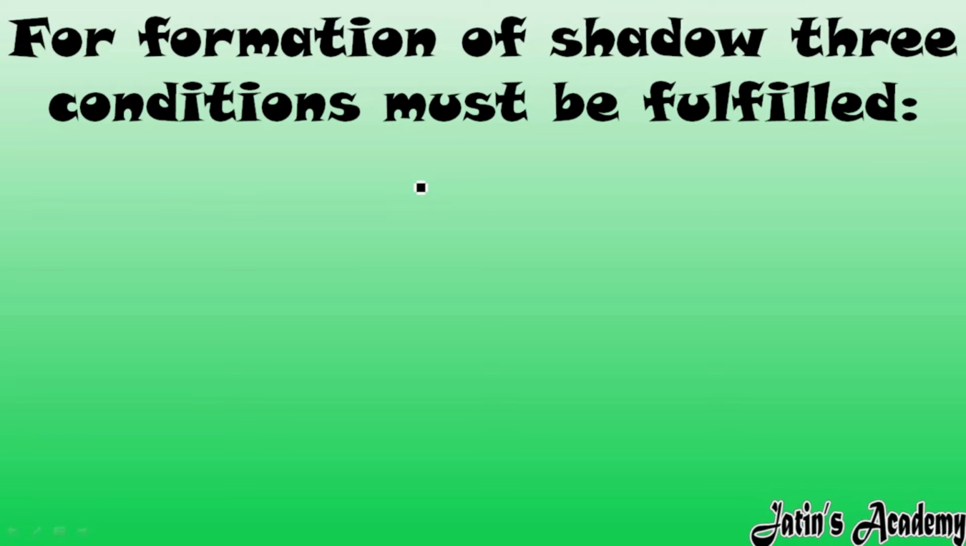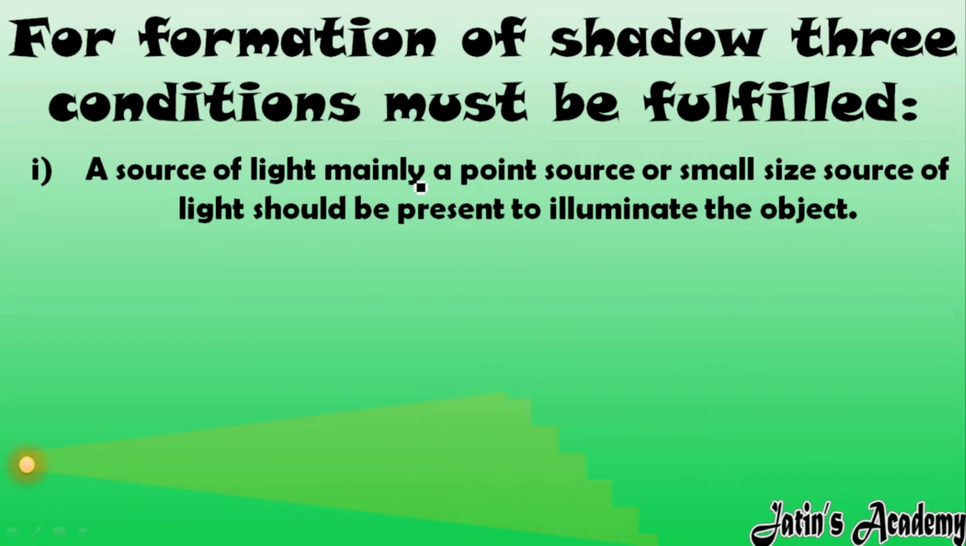What are these three conditions? See carefully. First of all, we should have a source of light. If there is a source of light, only then are shadows formed. Even if we have a point source of light, shadows are formed, and very proper shadows are formed by a point source of light.